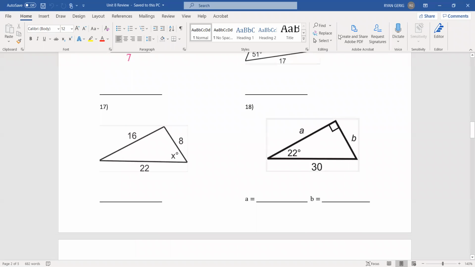All right, 17, looking for an angle. Looks like there's a right angle there. We don't know that that's a right angle. We can actually prove that it's not. But we're looking for x. That's going to be law of cosines.